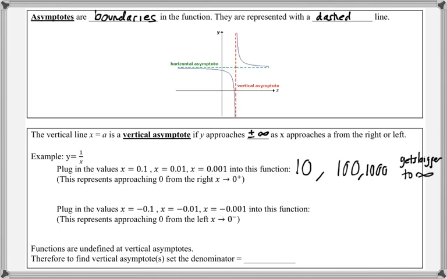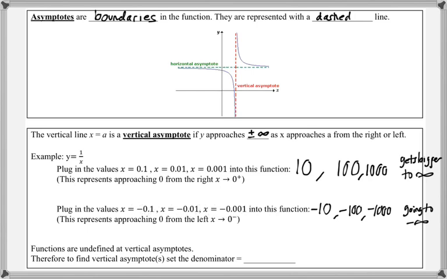So if you take 1 divided by negative 0.1, then you get negative 10, and then divide it by negative 0.01, then you get negative 100, and then you also get negative 1,000. So this is going to negative infinity. And this would be as you approach 0 from the left. So these numbers get closer and closer to 0 from both directions.